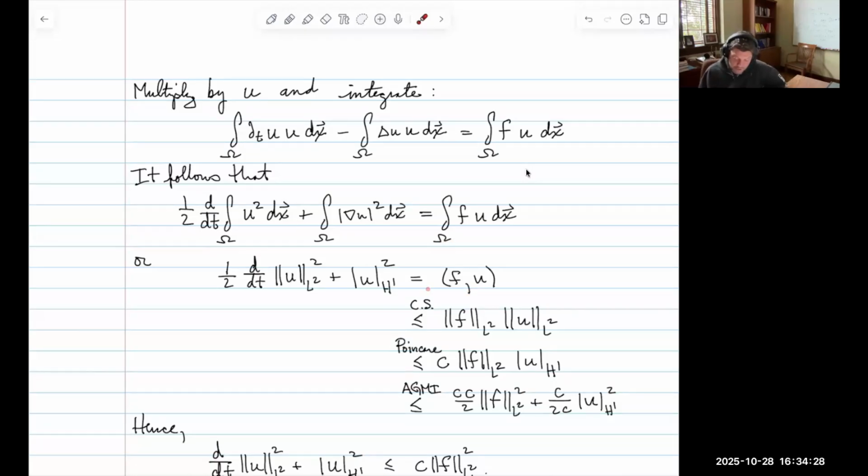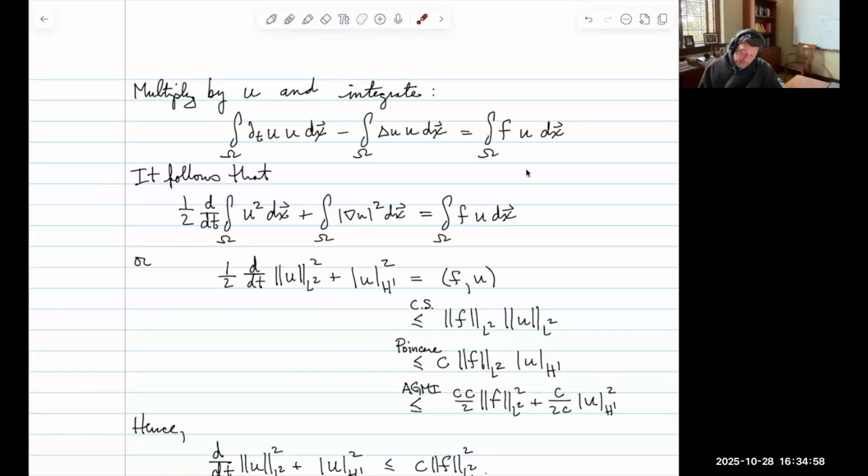Now we're going to use the Cauchy-Schwarz inequality on this guy. So it gives me an L2 norm of f times L2 norm of u. I'm going to use Poincare next to bound the weaker L2 norm by the stronger H1 semi-norm. Poincare allows us to do this as long as the boundary conditions allow it. And the boundary conditions are perfect for the application of Poincare because we said the boundary conditions are just 0.